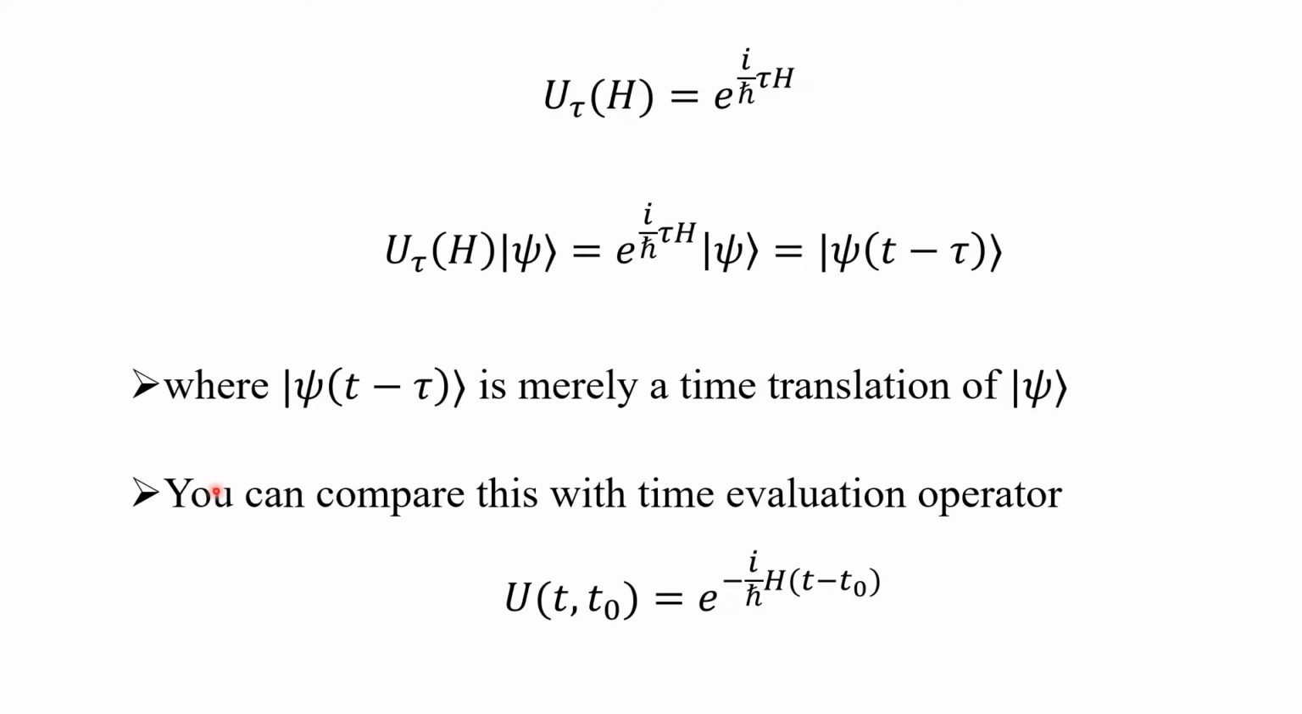You can compare this with the time evolution operator. We have already seen the time evolution operator U of t, t naught, is equal to e to the power minus i over h cross H times t minus t naught. You can compare this operator with the time evolution operator. That is, if you know the wave function at a particular time, you can find the wave function at any other time.